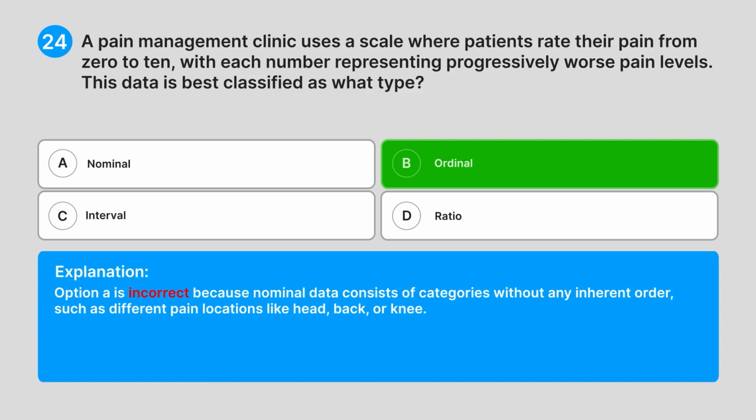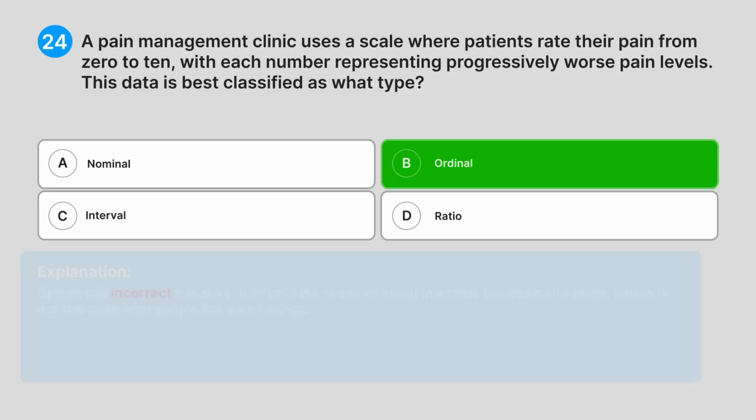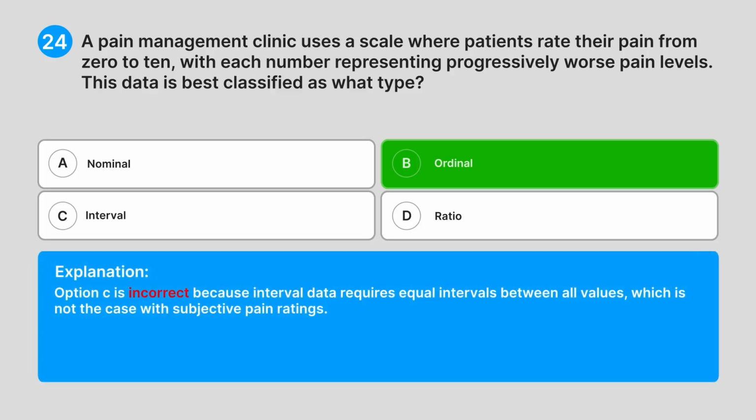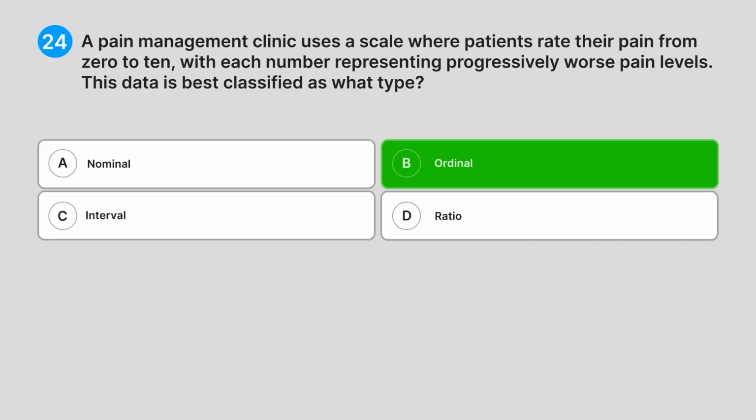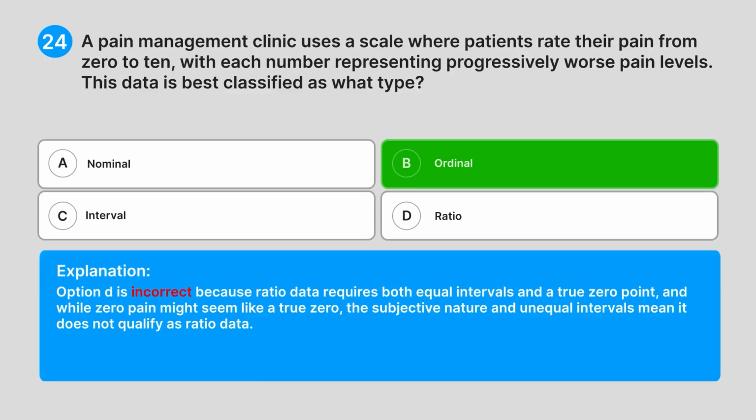Option A is incorrect because nominal data consists of categories without any inherent order, such as different pain locations like head, back, or knee. Option C is incorrect because interval data requires equal intervals between all values, which is not the case with subjective pain ratings. Option D is incorrect because ratio data requires both equal intervals and a true 0 point. And while zero pain might seem like a true zero, the subjective nature and unequal intervals mean it does not qualify as ratio data.